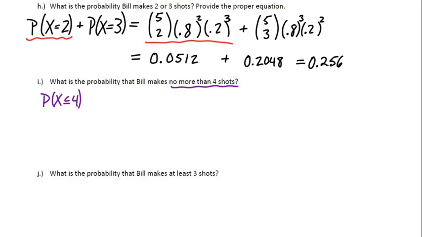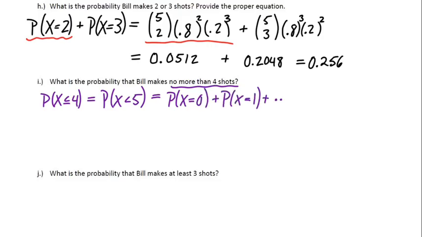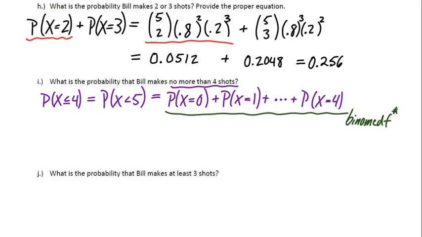Another way to write that, which would be totally equivalent because this is a discrete random variable, would be what's the probability that X is strictly less than 5 shots? So that doesn't include 5. In fact, that just includes everything below 5. So the probability of 0 plus 1 all the way up to 4. So if we went that route, where we add up all those cases from 0 to 4, we would use Binomial Cdf in the calculator.